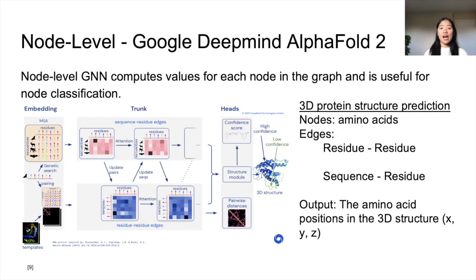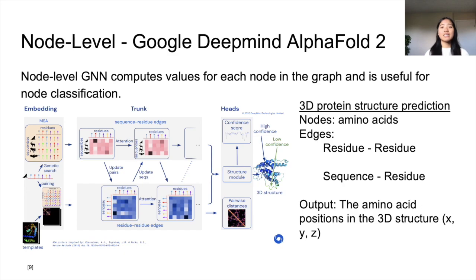The first type of output, as I mentioned previously, is the node level output, which computes values for each node in the graph and is useful for node classification. Now, an exciting application of this technology was released by Google DeepMind at the end of 2020 in this project called AlphaFold 2. AlphaFold 2 used a graph neural network to predict the 3D structure of proteins based purely on the amino acid sequence.